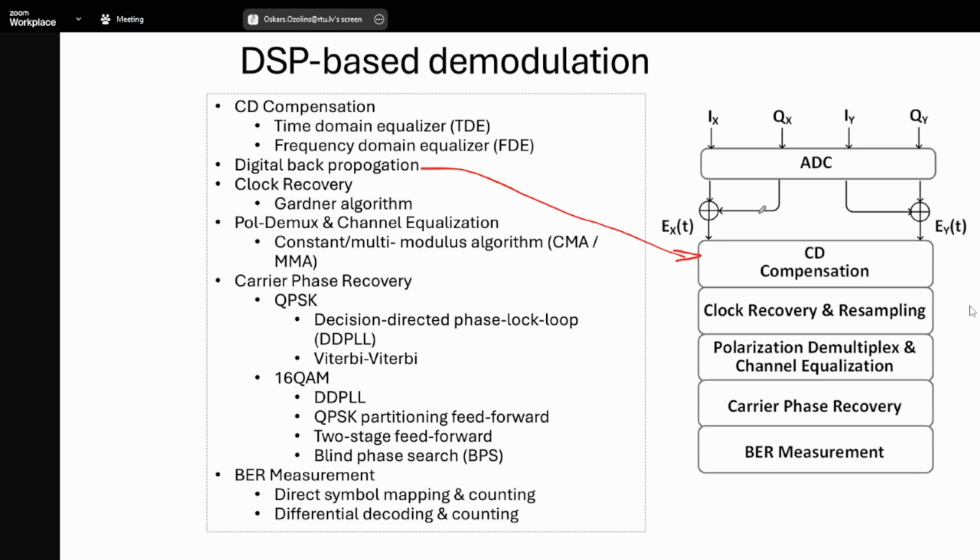So it's not that easy to map the link, but these algorithms have been proposed. They show their performance increase. Then there are other algorithms for clock recovery. One name to remember is the Gardner algorithm. Then for polarization demux and channel equalization, these MIMO equalizers, there are two types.